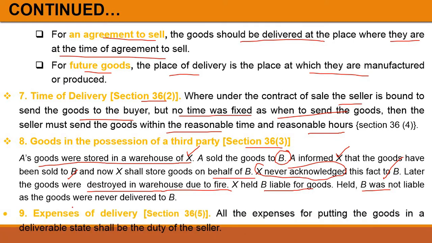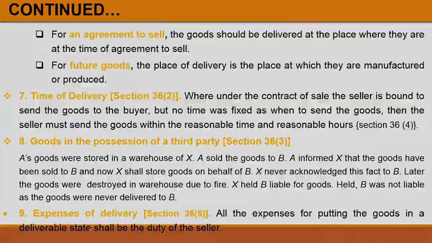Next comes who will be bearing the expenses of delivery. Section 36 subsection 5 deals with this. It says that unless agreed, the expenses of putting the goods into the deliverable state, to put the goods in a ready for delivery state, will be borne by the seller. In case the parties have come to some agreement with respect to the cost of putting the goods in deliverable state or expenses, there is no issue, then that decision will prevail. But if nothing has been decided, then till the point of putting the goods in deliverable state, the seller is responsible, and the other expenses, future expenses, that is receiving the goods or incidental charges, will be borne by the buyer.